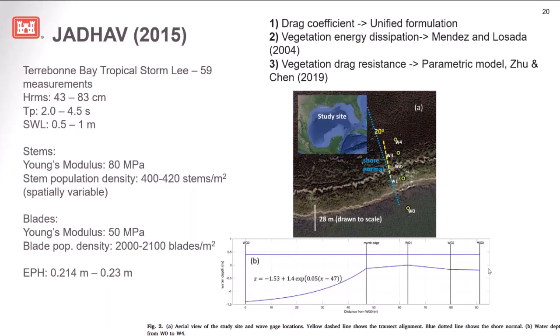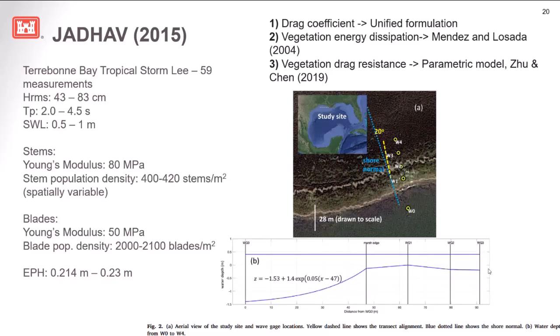The next experiment was from Jadhav 2015. It was done in Terrebonne Bay, Louisiana, during Tropical Storm Lee. So this is an in situ experiment. It was measured over 2 days, and the root mean square wave heights ranged from 43 to 83 centimeters, peak period from 2 to 4.5 seconds, and still water level from 0.5 to 1 meter during the storm.